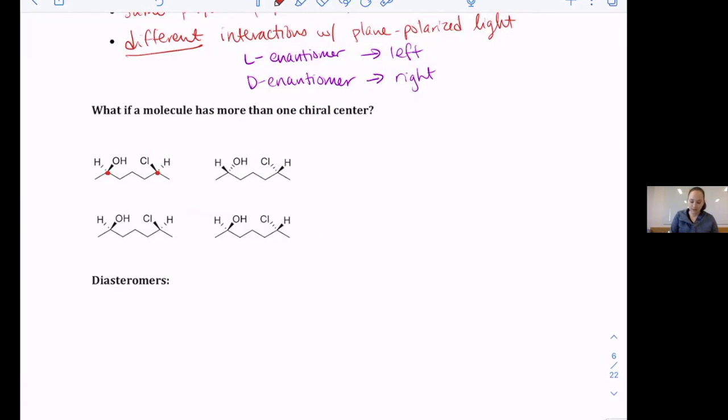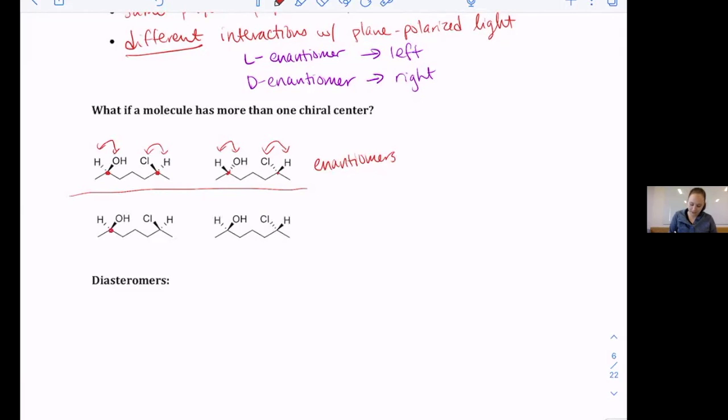So these two, let's draw a line in between them. These two on the first row, if we take the mirror image and put them on top of each other, then these are actually enantiomers. As you can see, keeping the chain exactly the same, these two are flipped and these two are flipped. So everything is flipped the same, everything is completely flipped around. Those are enantiomers.